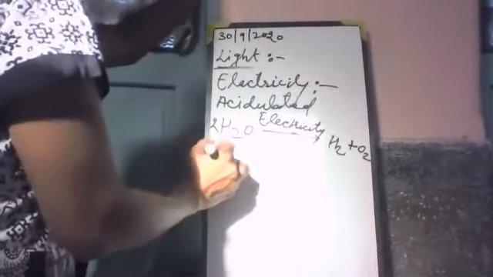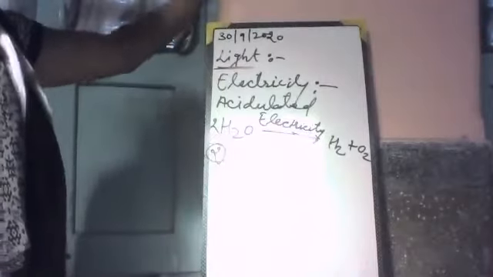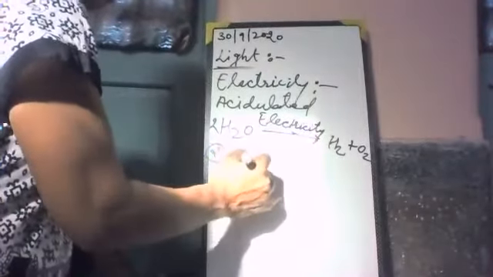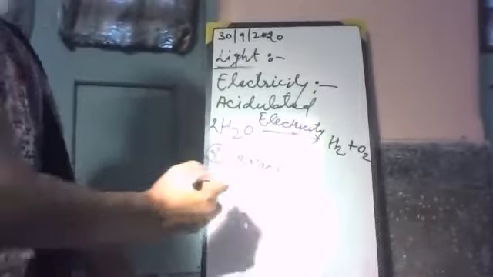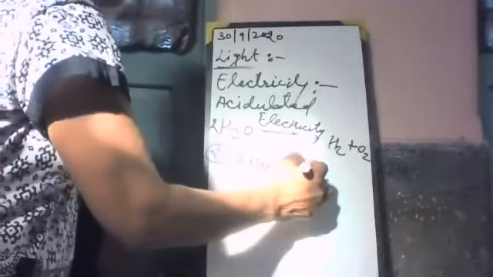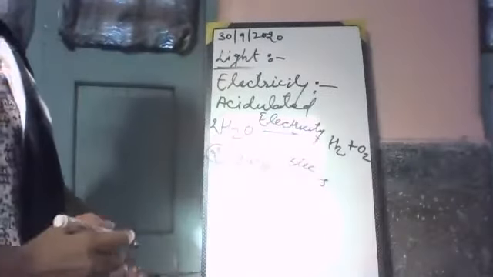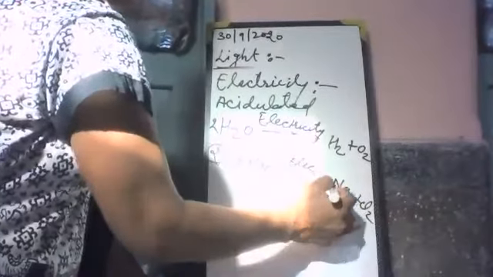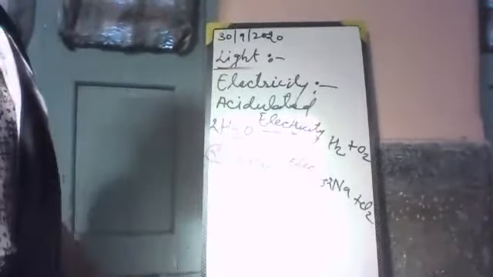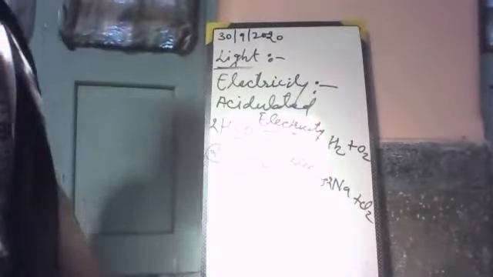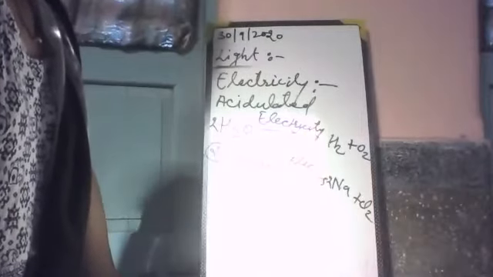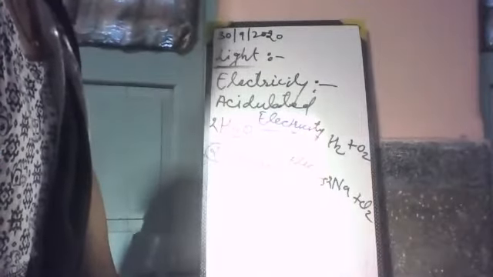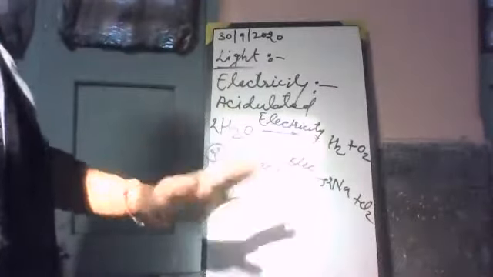Then another example of electricity is when electricity is passed through sodium chloride. It decomposes into sodium and chlorine. These are examples of electricity. In some reactions, they require electricity to decompose, to break down, or to complete the reaction.